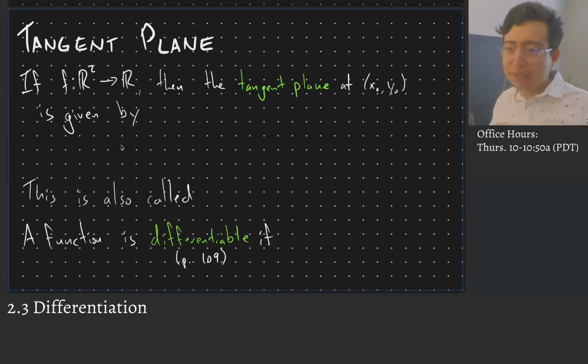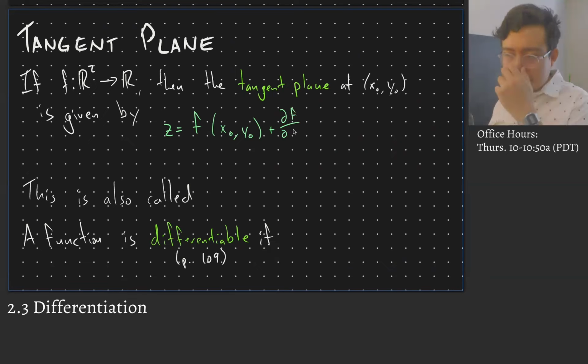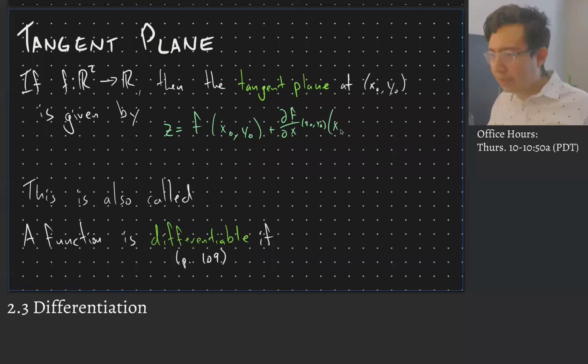at a specific input is given by z equals f of (x naught, y naught) plus df/dx evaluated at (x naught, y naught) times (x minus x naught), plus df/dy evaluated at (x naught, y naught) times (y minus y naught).